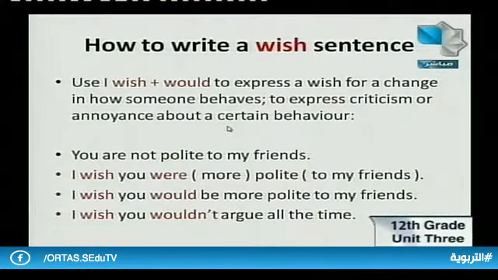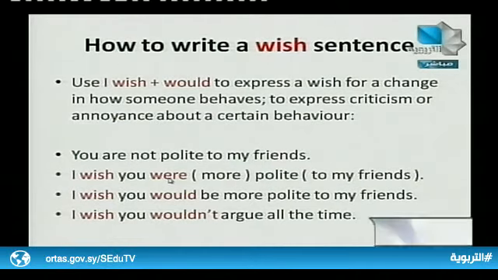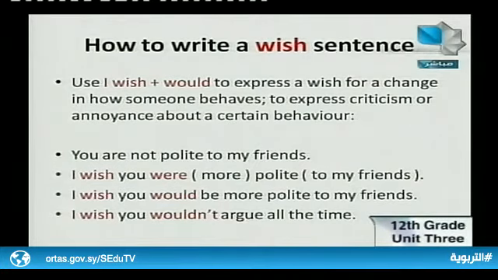For example, you are not polite to my friends. I wish you would be more polite to my friends. So here you mean if we have the verb to be in the sentence, we have to use were, and the positive form of the verb to be. Why? Because we always wish the opposite of the situation, a kind of a change. Here the situation is not good.